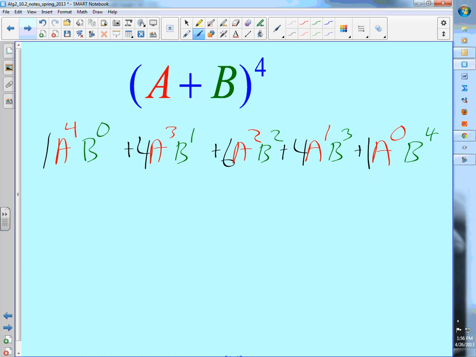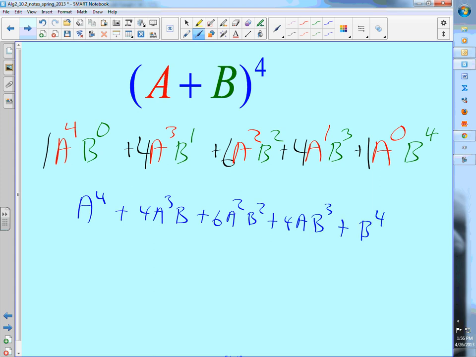So in this particular problem, there's very little to simplify. All right, this one is going to become simply a to the 4th. This is 4a cubed b, 6a squared b squared, 4ab cubed, and b to the 4th. So there's just not that much that we need to simplify in this problem. The reason for that is, 1, there's no coefficients in the binomial. There's no numbers multiplying a or b. And 2, there's no powers on the a or b in the binomial. So that makes life very easy for us.